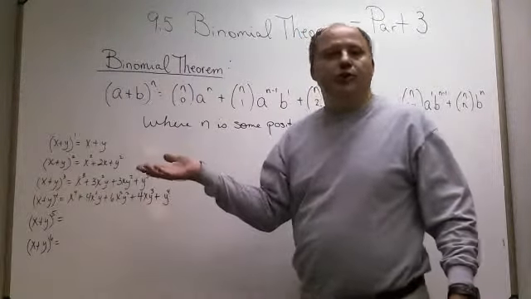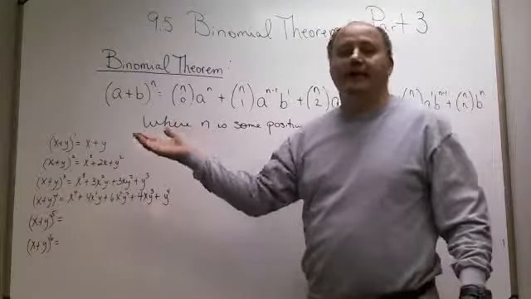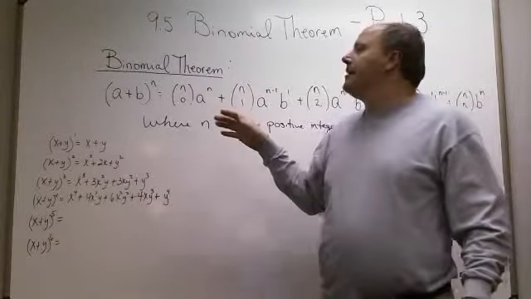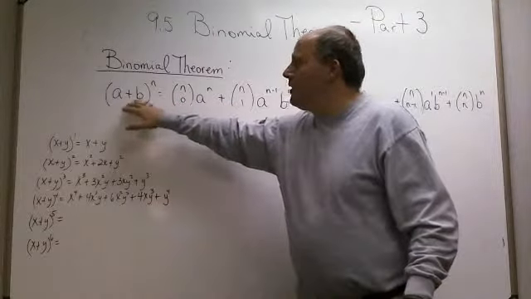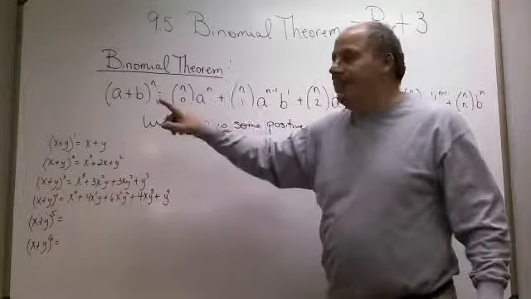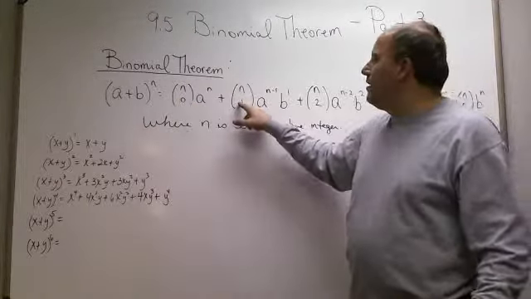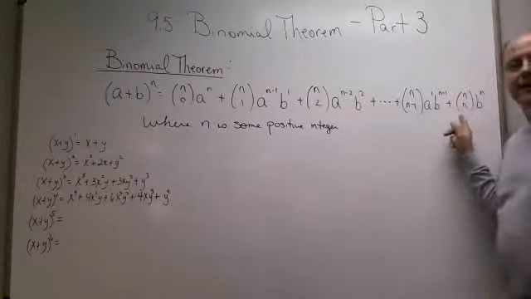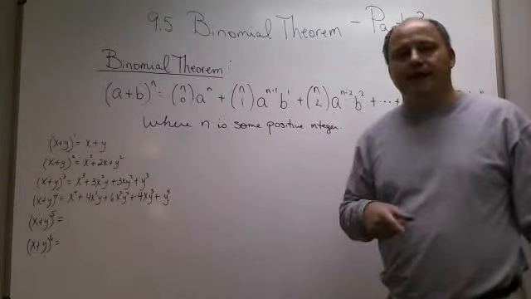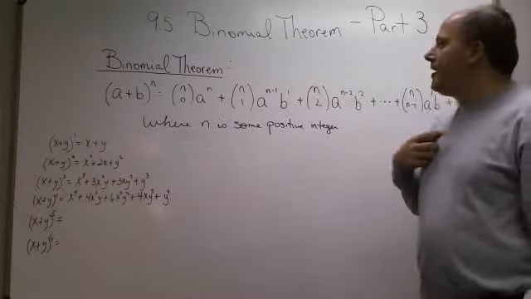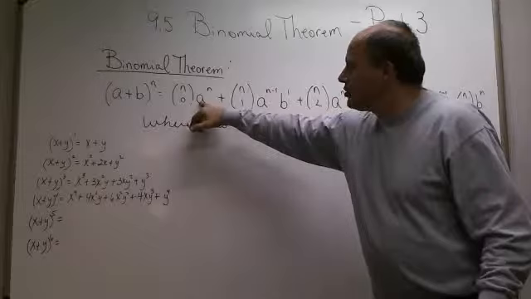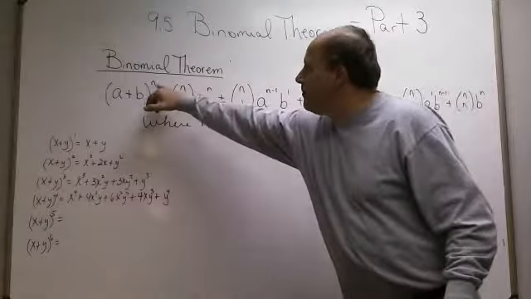Now, a could be 2x, b could be negative 2y, so it is a term in itself. So you take the binomial and you expand it, and each term has a binomial coefficient. It begins with n choose 0, n choose 1, n choose 2, and it ends with n choose n. That should look familiar to you as well, because that's what Pascal's triangle had in a previous part.